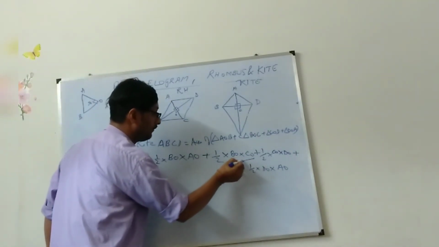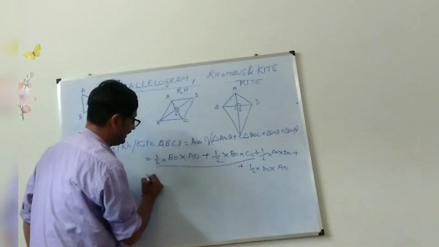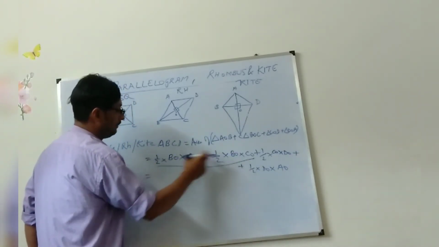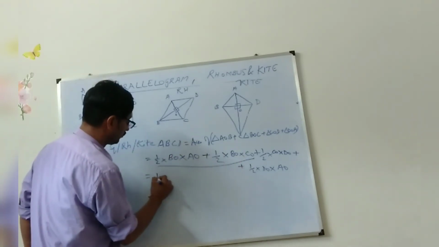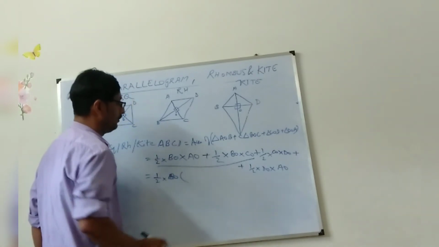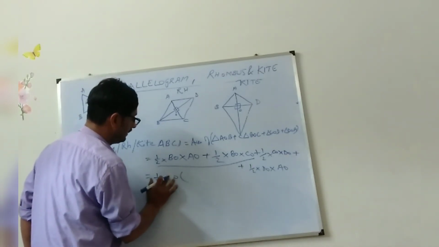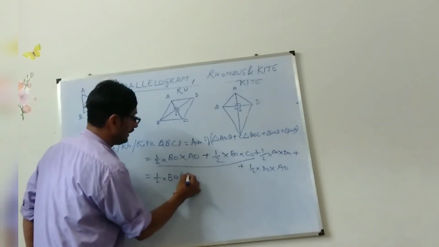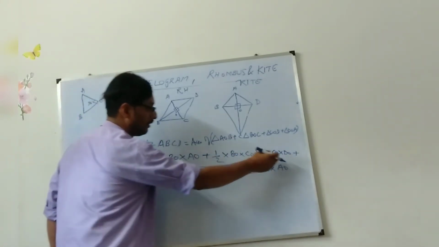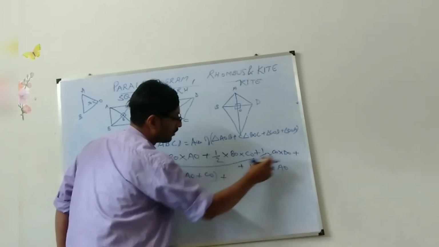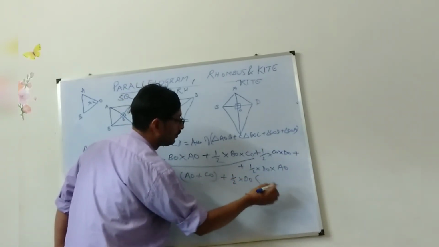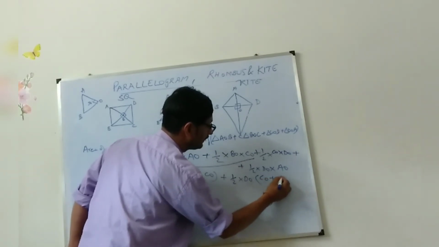Now what is common in these 2? Half is there and BO is there. So take that out. Half into BO, you have taken it out. So what is remaining? AO plus CO in these 2. Now come to this. What is common between these 2? Half into DO. So what is remaining? CO plus AO.